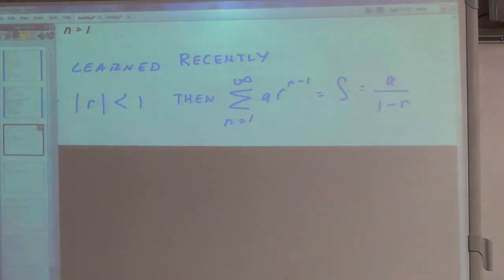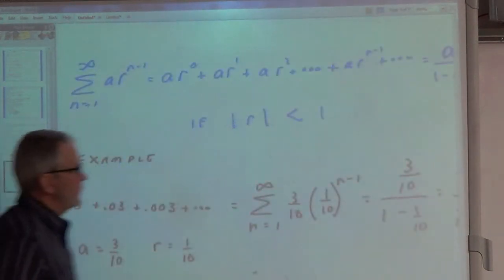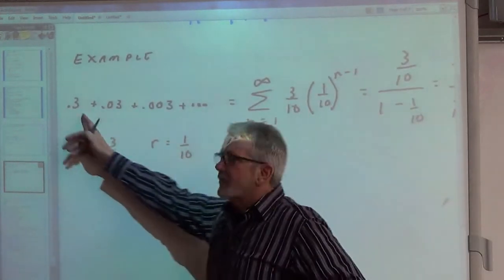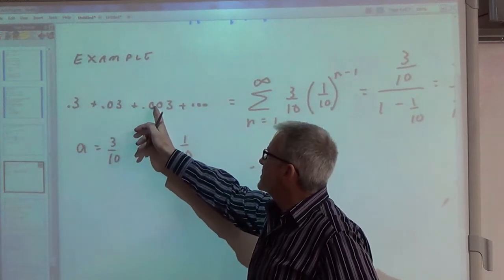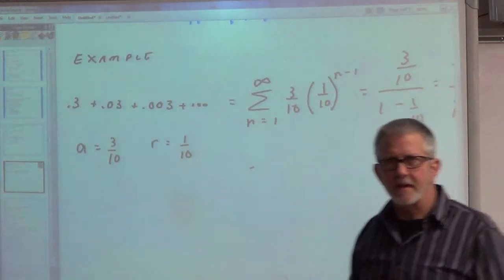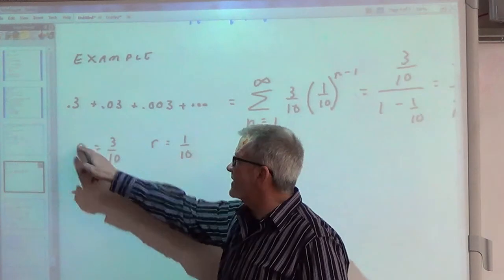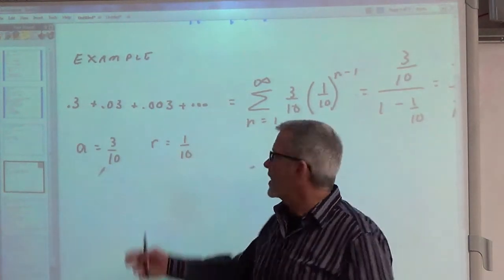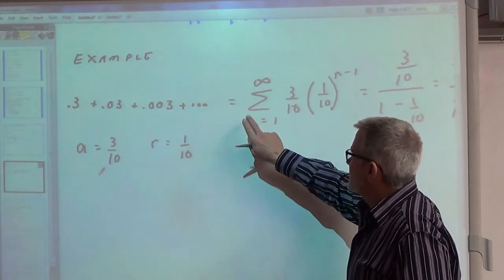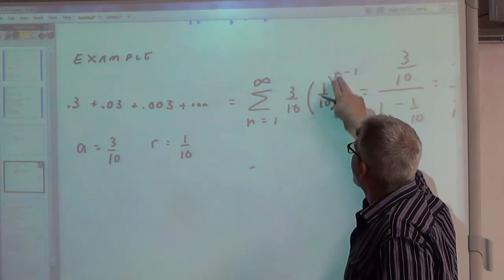And then we've done enough examples. We're going to do another example right here. An example follows, and here's your example. This rascal right here: 0.3 plus 0.03 plus 0.003 plus dot, dot, dot. And we know what that's going to equal. That's 0.3 repeating. Hey, what's the first term? We found out that the first term was 3/10. The common ratio is 1/10. So this is going to be the summation from n equals 1 to infinity of 3/10 times the common ratio of 1/10 to the n minus 1 power.